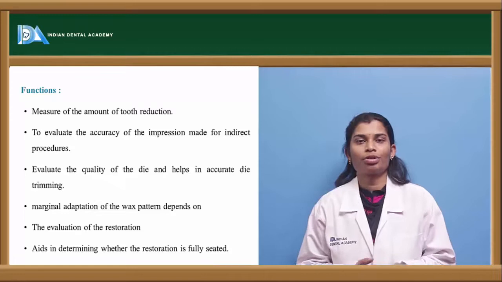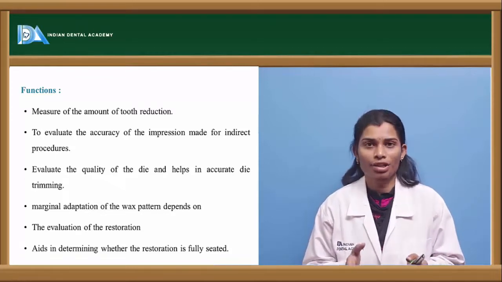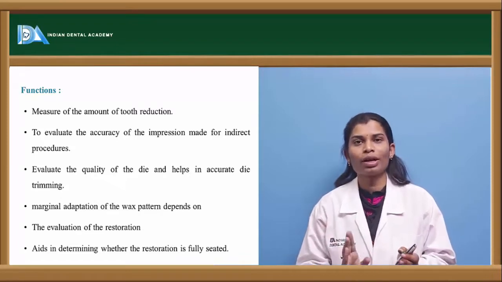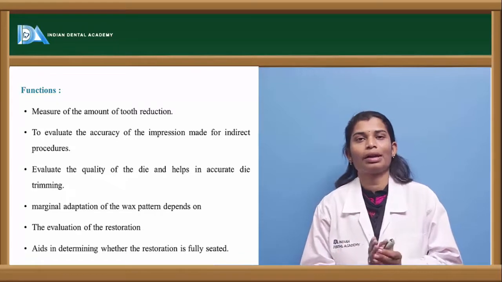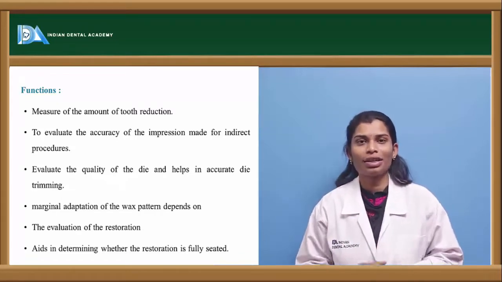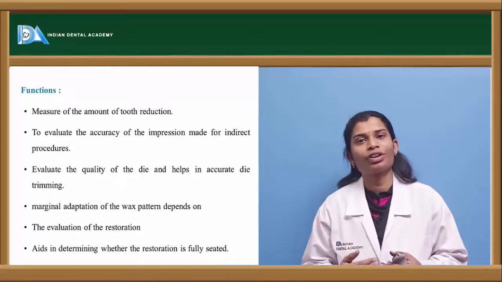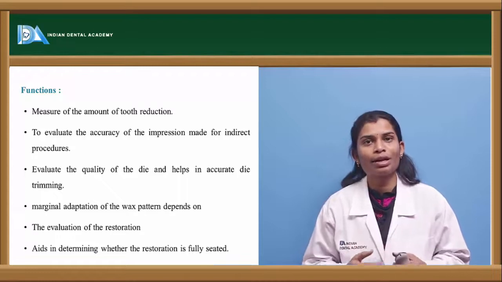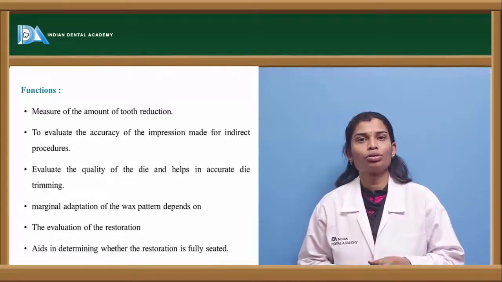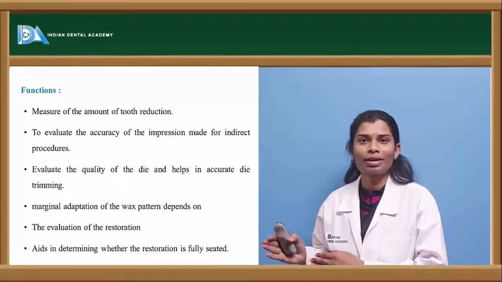So all the laboratory procedures which will be carried out on the cast can be assessed in relation to the finish line. So coming to the finish line, once the cast is ready, you can prepare the die, a proper die. Once the die is prepared, coming to the wax pattern, you can assess the fit of the wax pattern. Is it really extending to the finish line? If there is any open margin, the same will be duplicated in your final restoration. So once you have a proper finish line, you can standardize all other next steps.